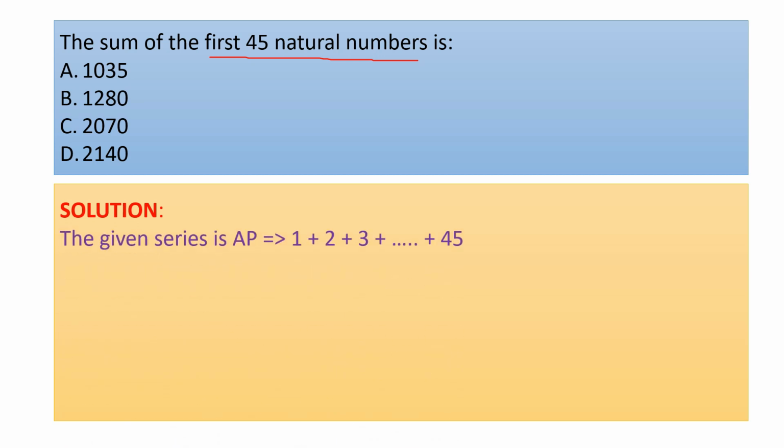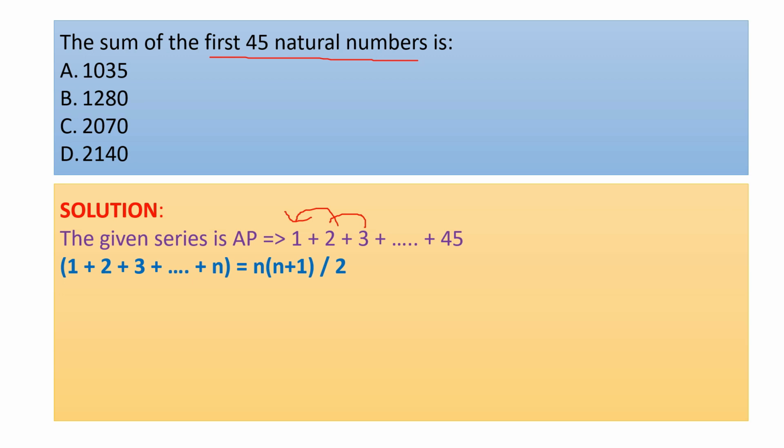So the given series is AP, because the first 45 natural numbers are from 1 to 45. So we have to find the sum: 1 plus 2 plus 3 plus up to 45. The series is AP because each term differs from the preceding term by the common difference, which is 1. 2 minus 1 is 1, 3 minus 2 is 1. Similarly, it will go on. So the given series is AP.